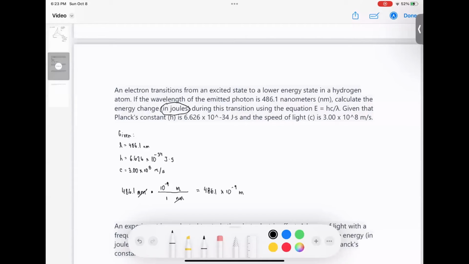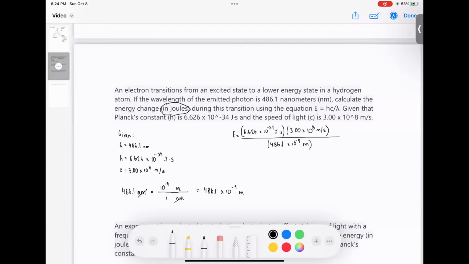Now we just plug that into our equation. E equals h, which is 6.626 times 10 to the negative 34 joules times seconds. I always recommend you put your units in your equation. Units are incredibly important in chemistry. Don't forget that. Times c, which is 3.00 times 10 to the power 8 meters per second. And then finally, you put it over lambda, which is 486.1 times 10 to the negative 9 meters.